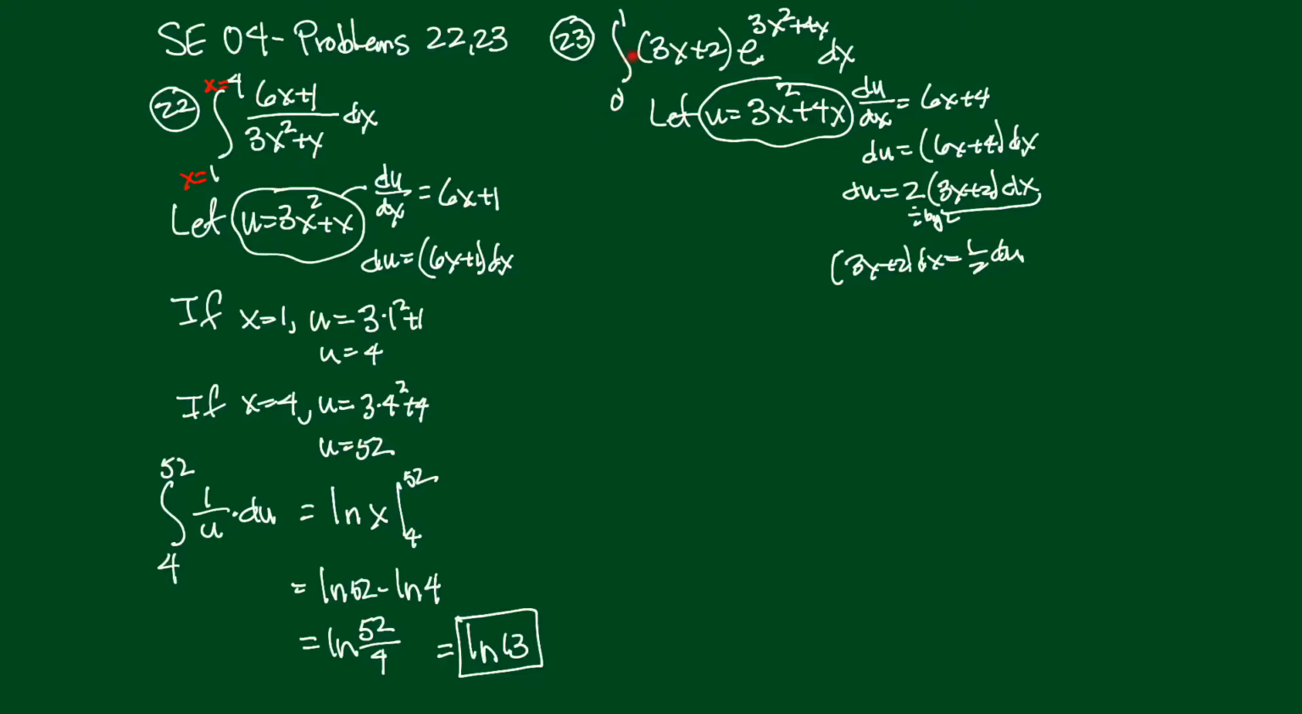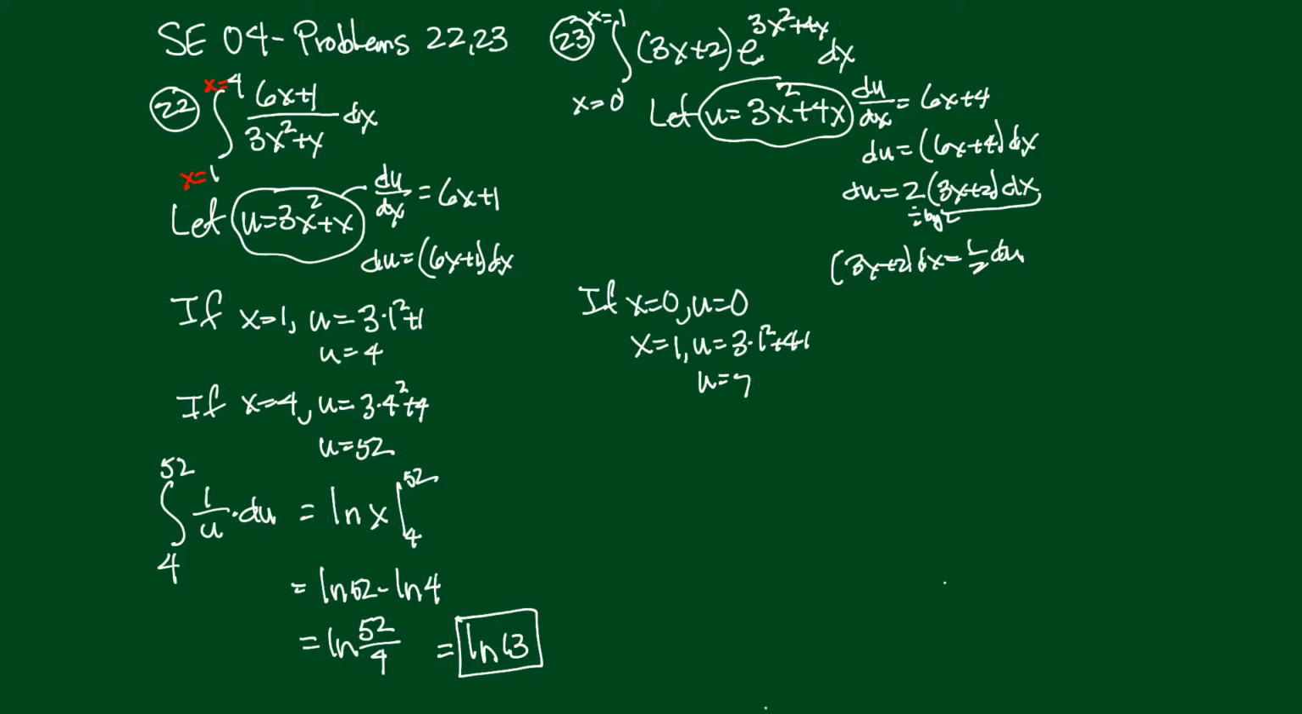But these limits of integration are in terms of x, even though we don't write them. Those are x's. So let's get them in terms of u. If x is equal to 0, u is equal to, here's our u, so I'm going to put the 0 in here. Now, you can see if you put 0 here and 0 here, the whole thing is going to collapse to 0. So if x is 0, u is 0. If x is equal to 1, u is equal to 3 times 1 squared plus 4 times 1, which is 7.